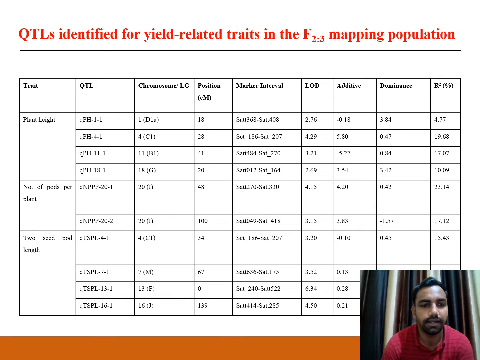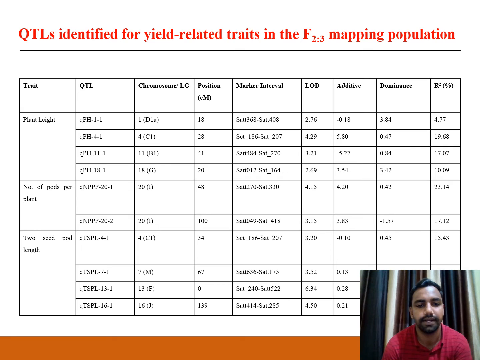For plant height, we identified 4 QTLs on chromosome 1, 4, 11, and 18. Out of these, we identified three major QTLs on chromosome 4, 11, and 18 with R square values of 19.68, 17.07, and 10.09%. For the number of pods per plant, we identified 2 QTLs on chromosome 20. Both these QTLs were significant, explaining R square values of 23.14% and 17.12% respectively.